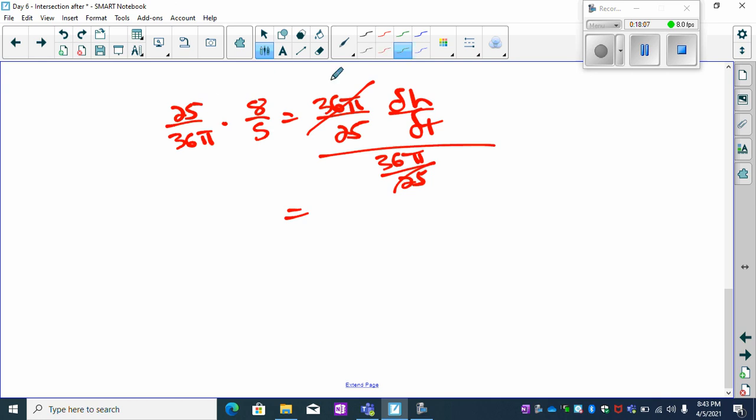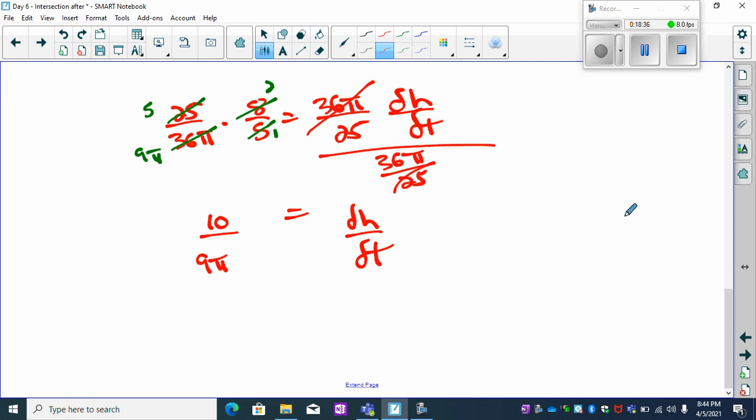Well, this, 25 divided by 5 is 5. That would reduce. Okay. They're both divisible by 4, so that would give me a 2. And this would give me a 9 pi. So when I multiply 5 by 2, I've got 10. 9 pi by 1, I've got 9 pi. And that's my dH over dt.